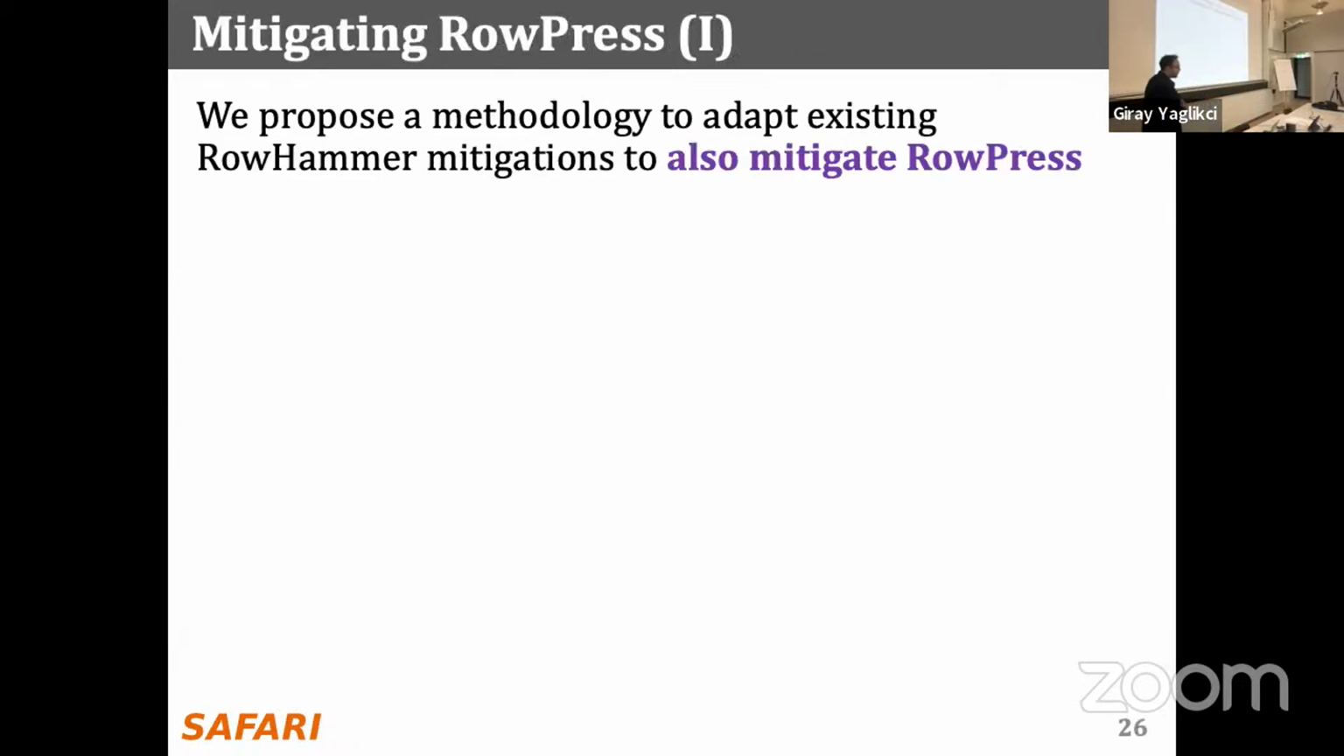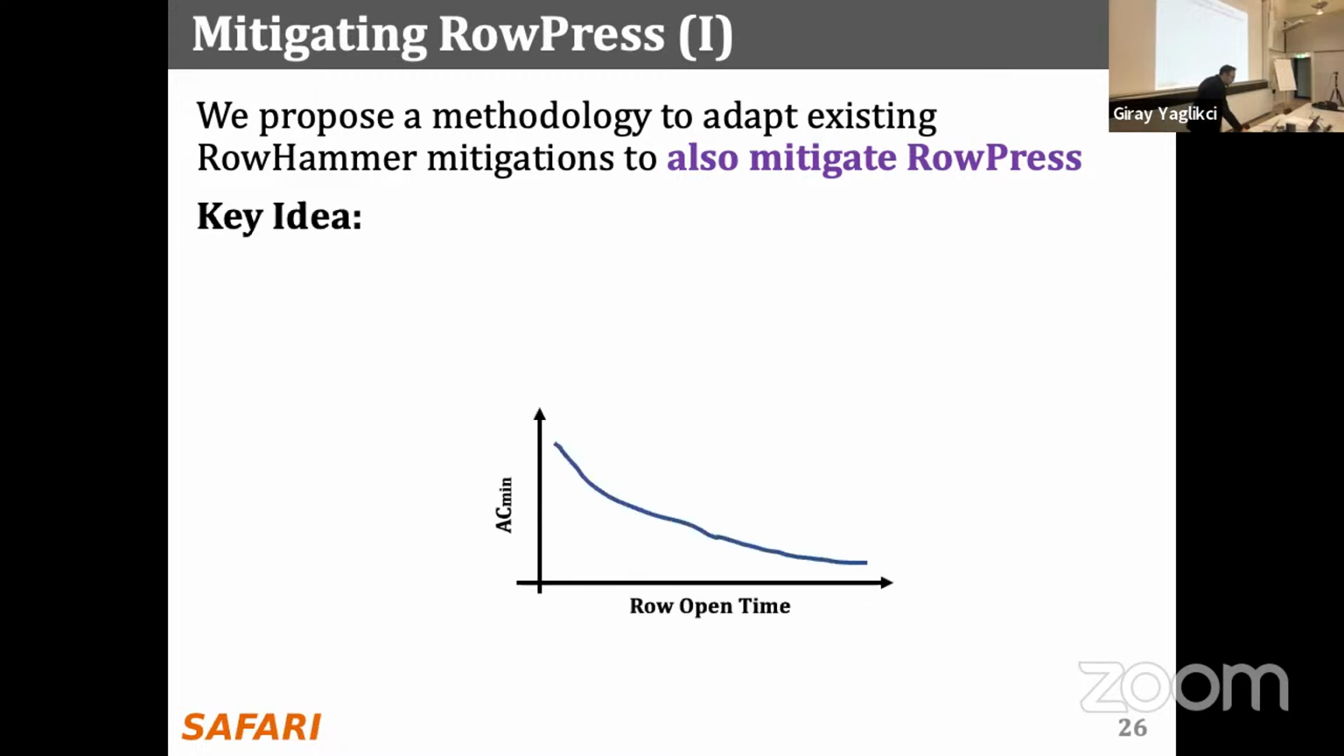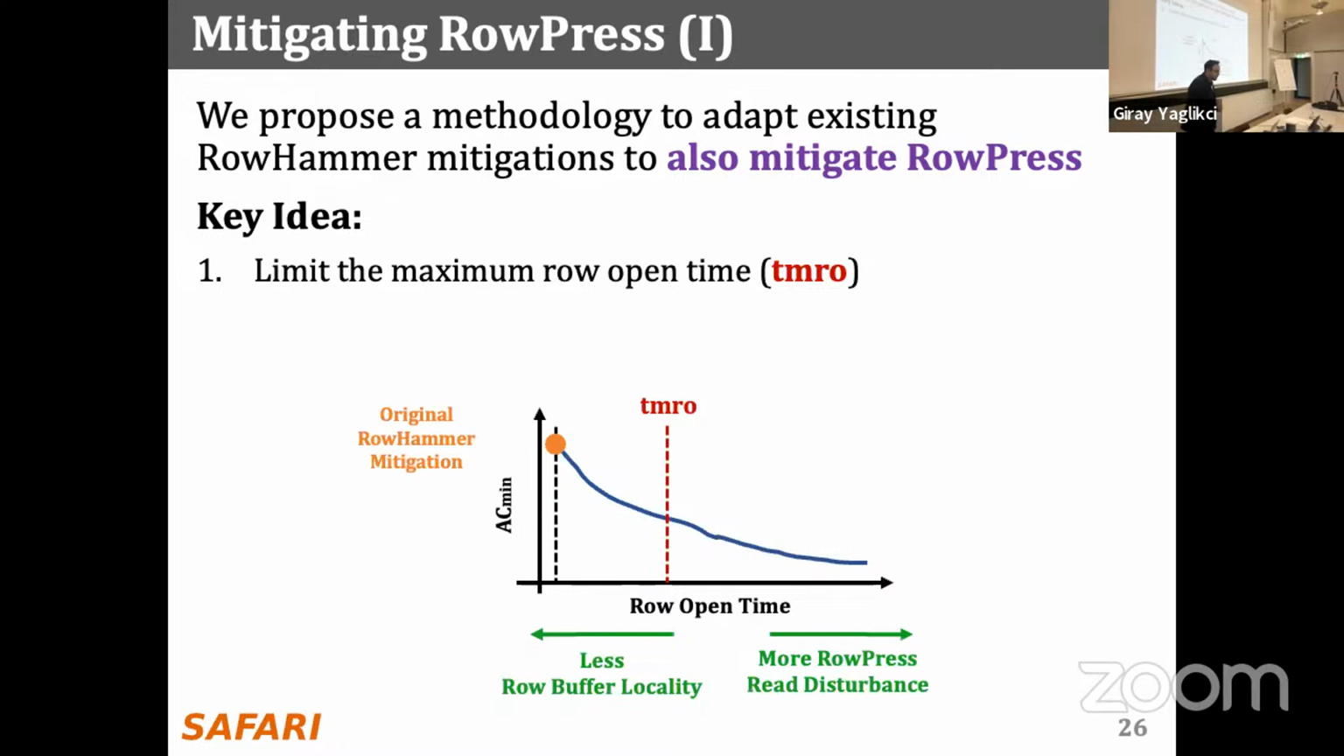So how can we mitigate RowPress? We propose a methodology of adapting the existing RowHammer mitigation mechanisms so that they can also mitigate RowPress. And how do we do that? We basically take the row open time into account. Here on the x-axis, you see the row open time. When you go left, it means less row buffer locality. When you go right, it means more row buffer locality, more RowPress, and you have more disturbance. On the y-axis, we see the minimum activation count to induce the first bit flip.